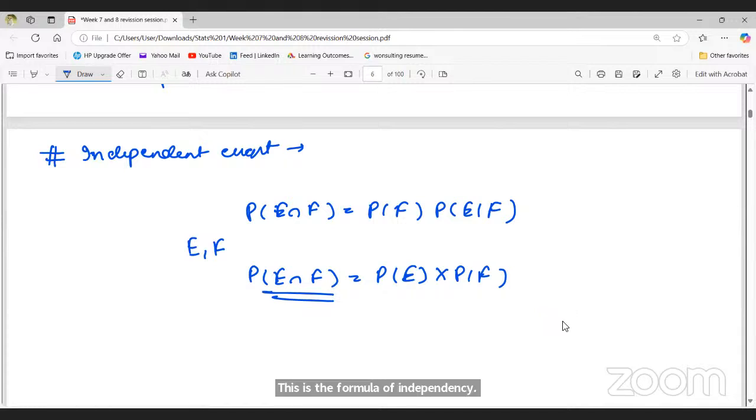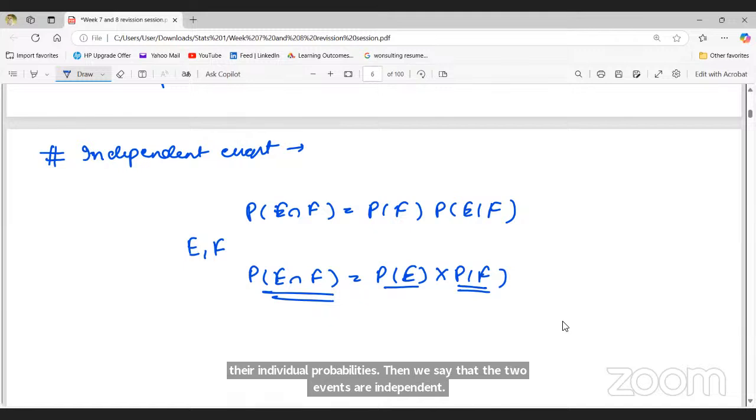So we can say that two events are independent when the intersection of both events is equal to the product of their individual probabilities. Then we say that the two events are independent.